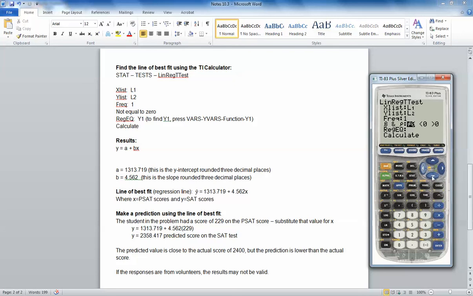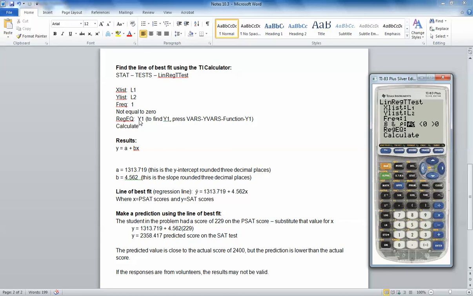regression equation. What you can do right here is select where you want your calculator to store the regression equation. I think it would be really neat to have it in Y1 so I can graph the line and the scatter plot at the same time. So here's how you do that. You don't have to do that, but here's how you do it.